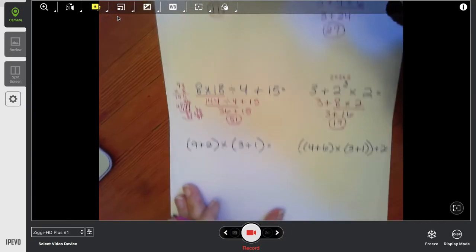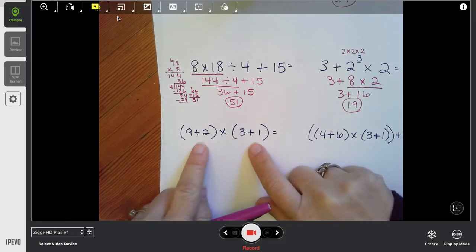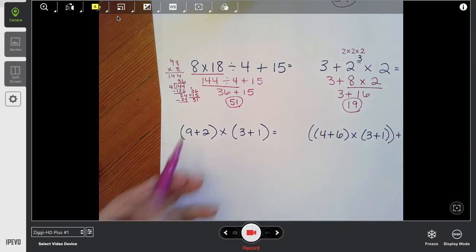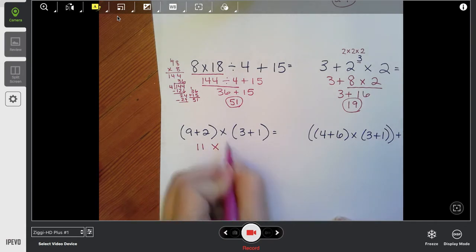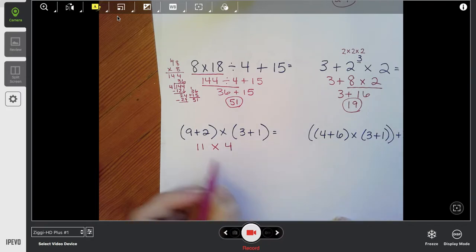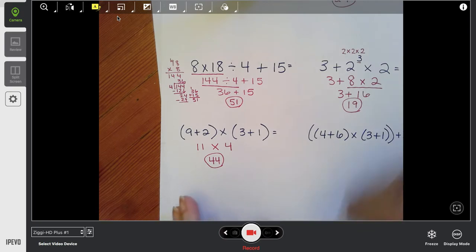Okay, down to the next one. This one I have 2 sets of parentheses, so we're going to work left to right. What's in the parentheses first? 9 plus 2 is 11. Leave the multiplication alone and solve what's in these parentheses. 3 plus 1 is 4. So 11 times 4 is 44.